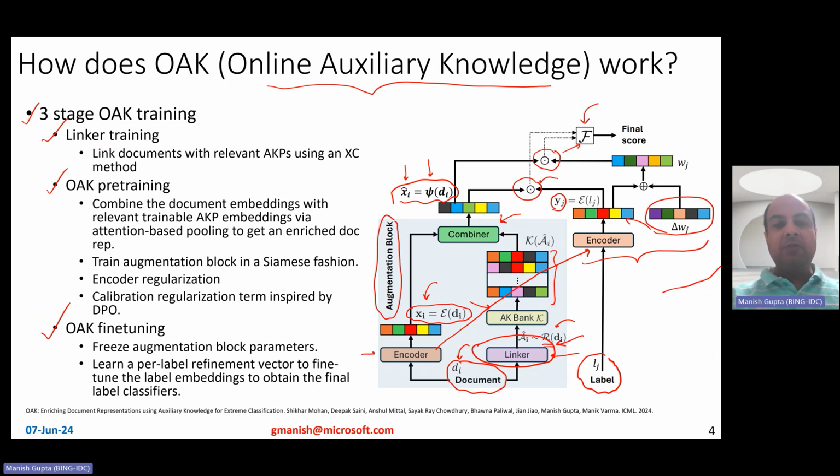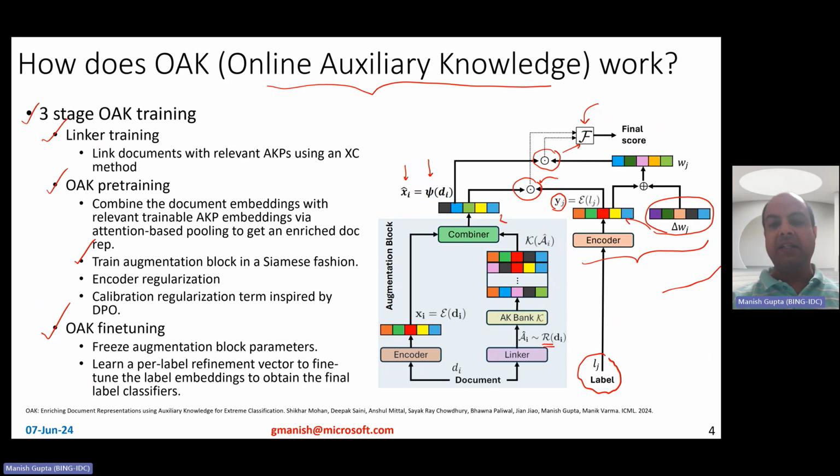OAK pre-training involves training the augmentation block. When I say OAK pre-training, I actually mean pre-training this augmentation block, which is highlighted with this background color. It is trained in a Siamese fashion using triplet loss, which I'll detail in the next few slides. Of course, the augmentation block, while doing pre-training, uses the combiner to combine the document embeddings with the relevant trainable AKP embeddings. So these vector representations for those AKPs in the auxiliary knowledge bank are all trainable.